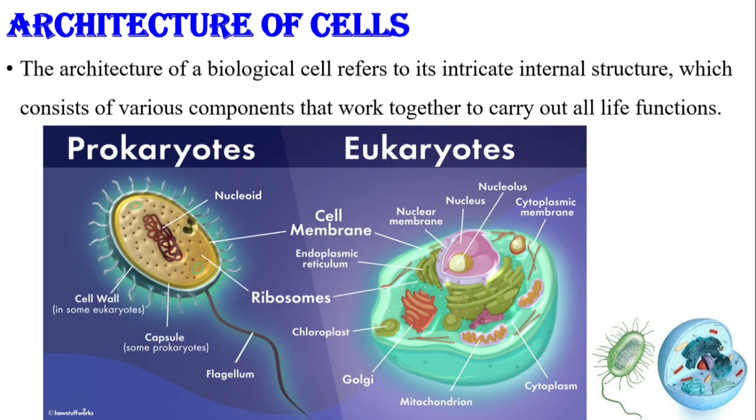Architecture of cells. The architecture of a biological cell refers to its intricate internal structure, which consists of various components that work together to carry out all life functions. This is the structure of the prokaryotic cell and the eukaryotic cell.